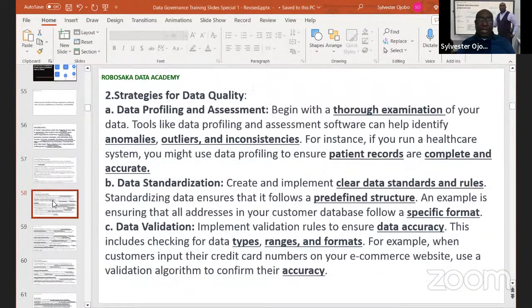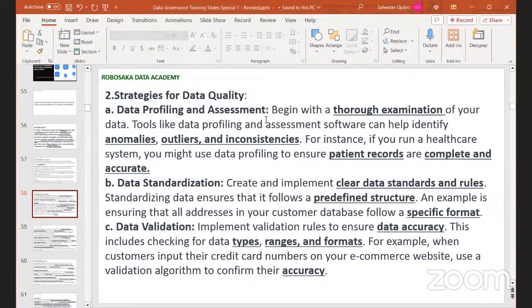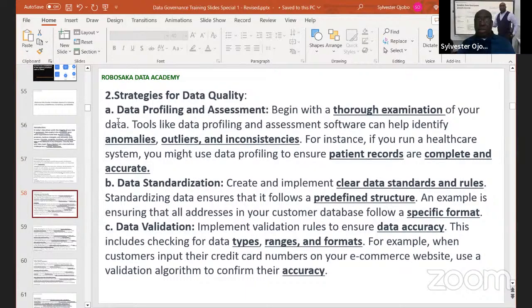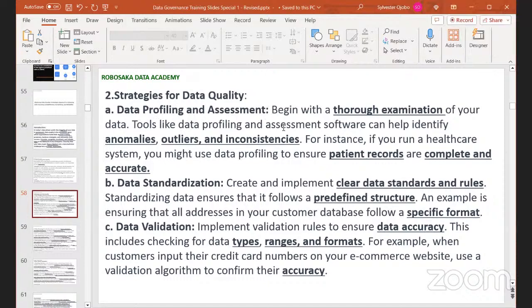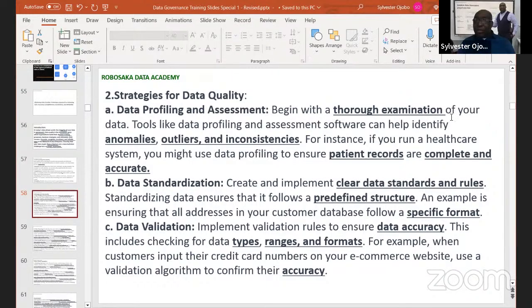So let's deal with it. The strategies for data quality. One of the strategies is data profiling and assessment. Strategies for data quality: you have to have data profiling and assessments. This begins with a thorough examination of your data.